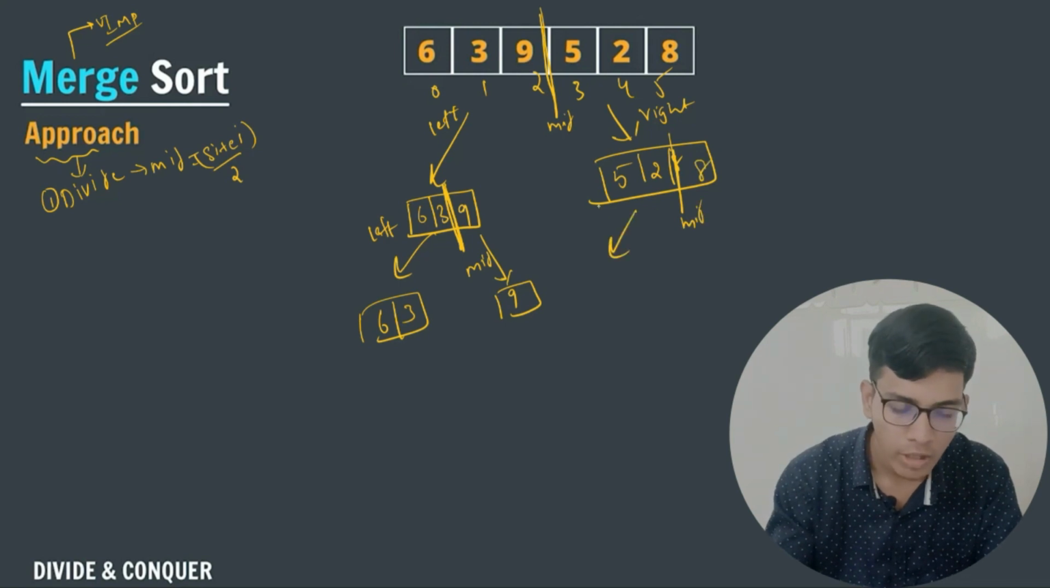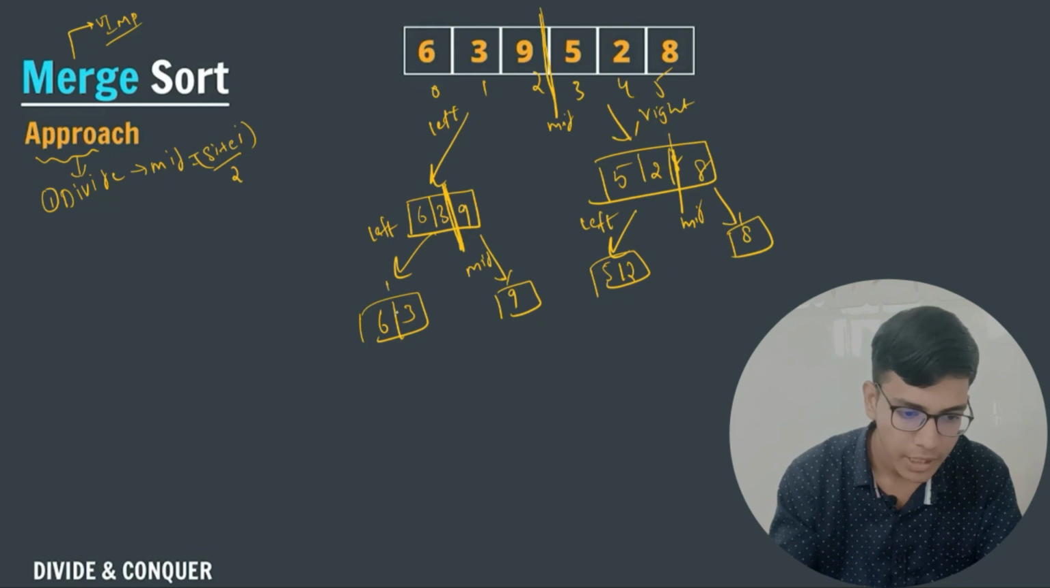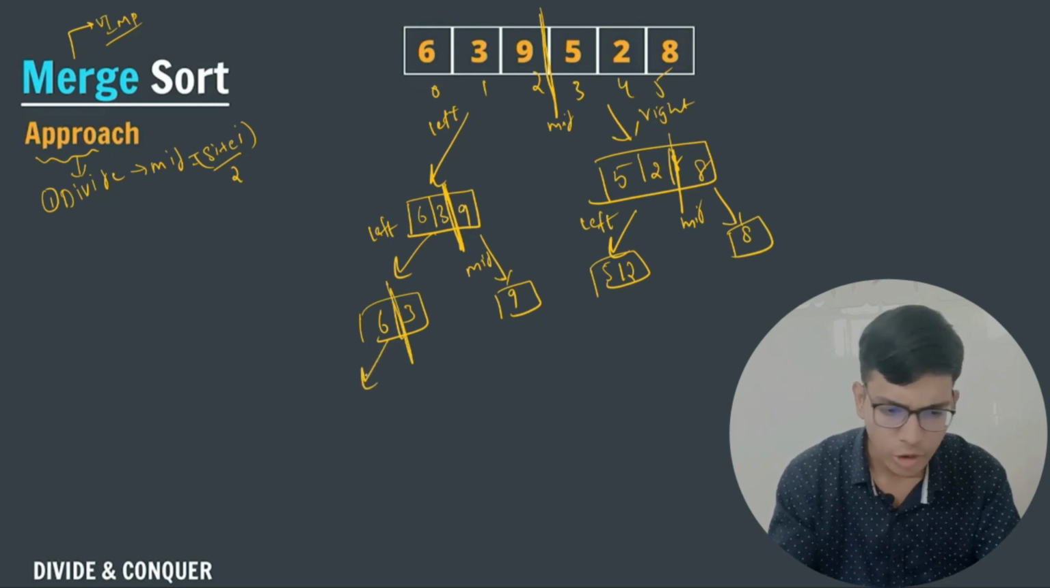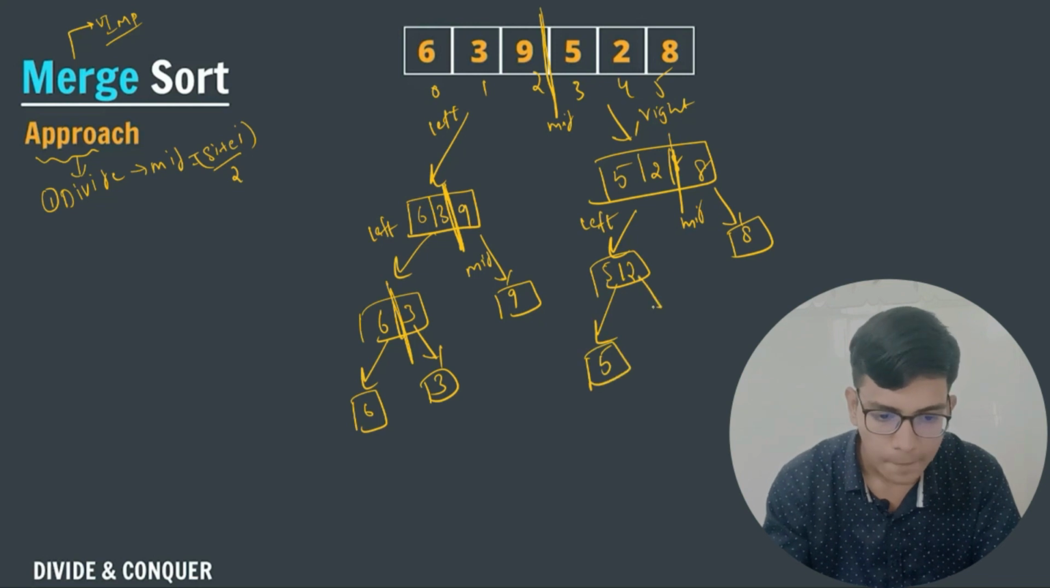So what I will do, I will take the left part, here 5 2, this is my given array, and after it, this is 8. Again, this is my mid here. So I will again divide or split the given elements, that is 6, after it 3. And similarly here, I will do the same thing, that is 5 and 2.